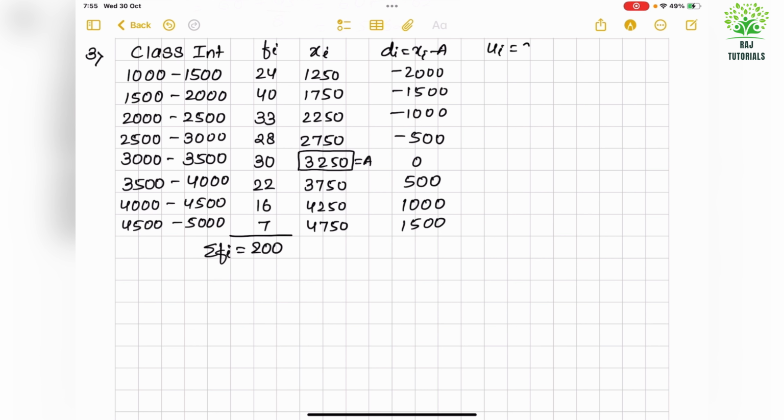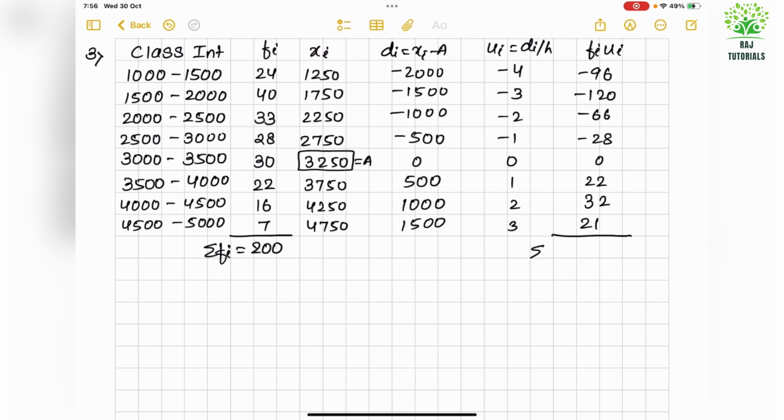So ui will be di by h. So that is coming to -4, -3, -2, -1, 0, 1, 2, 3. So fiui is coming to -96, -120, -66, -28, 0, 22, 32, and 21. So sigma fiui is finally coming to -235.